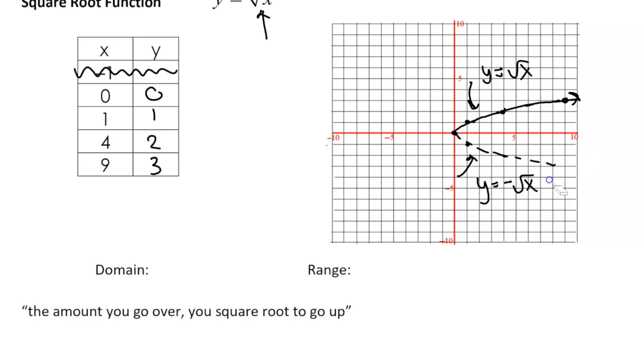In terms of what we want to be able to say just for this basic function, our domain is everything greater than or equal to 0, and our range is everything greater than or equal to 0. And if you want a quick way to be able to plot future points, you can always say the amount you go over, you square to go up. So if you pick a value like 49 for x and you square root that, you would go up 7 units.